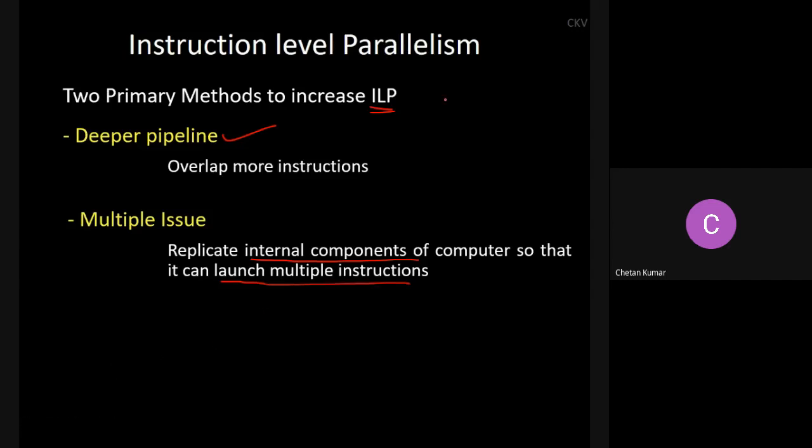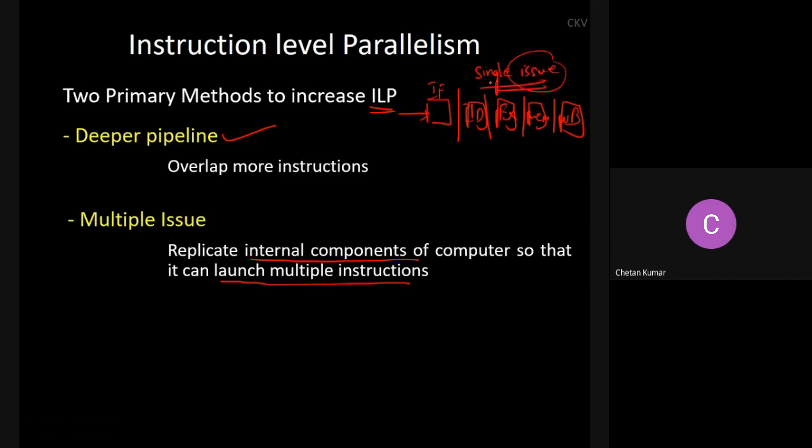What do you mean by launching multiple instructions? Normally, in a simple 5-stage pipeline processor, you have these stages: instruction fetch, instruction decode, execute, memory, and write back. Instructions can be in different stages. Now, at a time, only one instruction can be fetched here, in the processor that we have discussed. Whenever I am able to fetch only one instruction at a time, that is called a single issue processor.